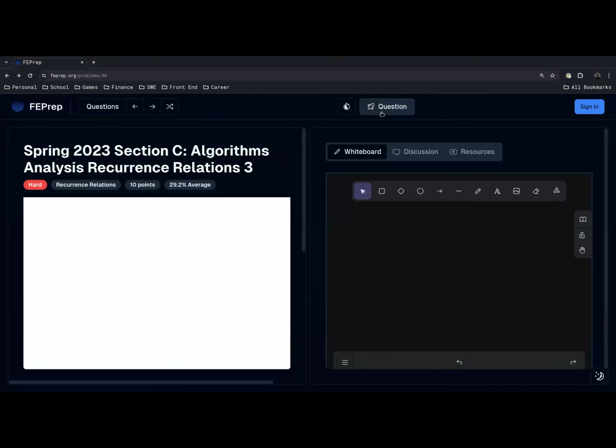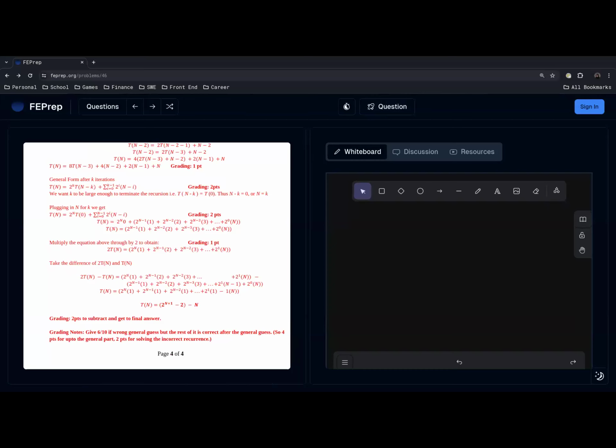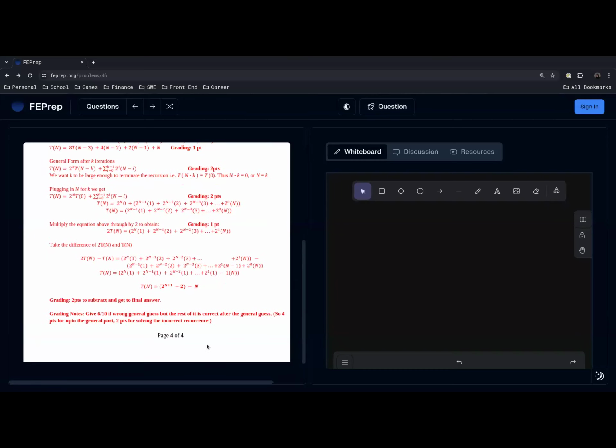But you see what they sort of did. You see what they did, but why did they do it? I don't understand how they did this, or how they even thought to find 2t of n minus t of n.